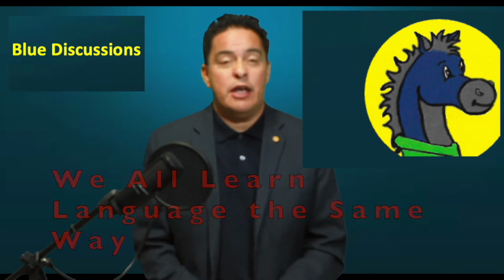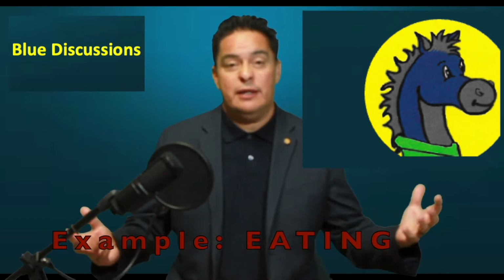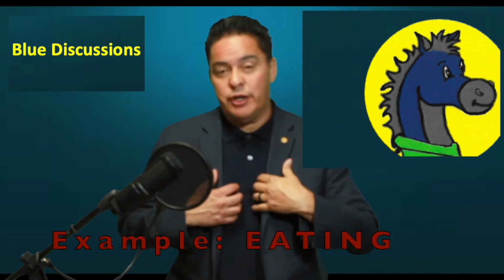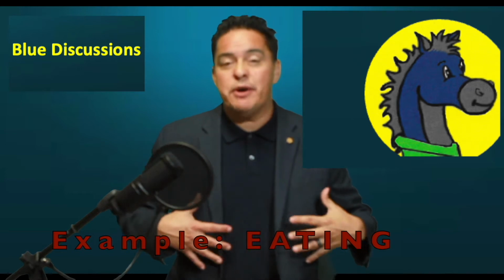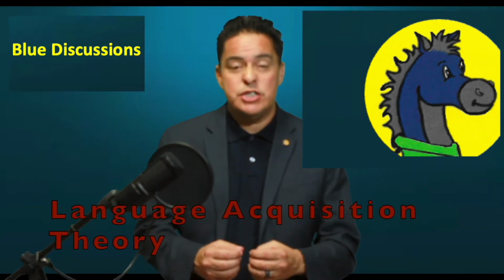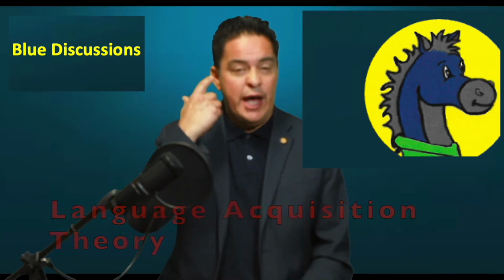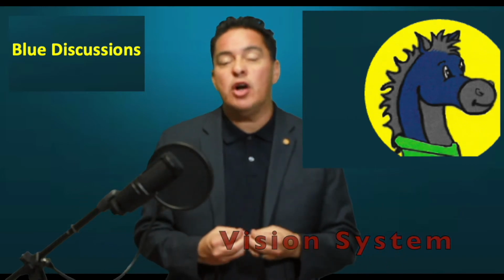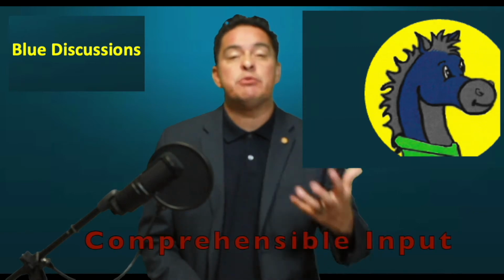A good example is eating. We all eat the same way. We take food through our mouth, it goes through our digestive system, and then it goes to different parts of our body. It is the same way in Latin America, in Europe, and in Africa. In any part of the world, language acquisition is the same way. We have our visual system, which works the same way for all of us. And this is what we call in language acquisition, comprehensible input.